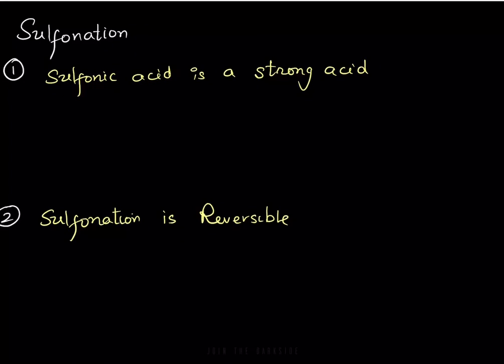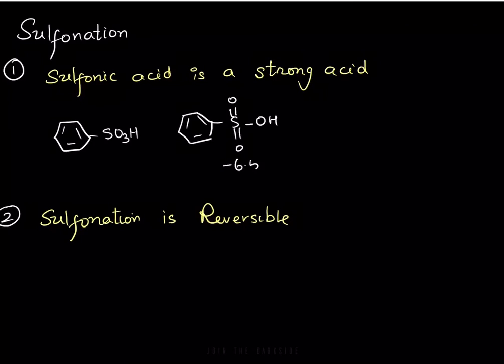Sulfonation. There are two things that you have to know about sulfonation. First, sulfonic acid is a strong acid. Let's draw the structure of sulfonic acid here. So we know that this is the structure of sulfonic acid, but when you actually draw the complete structure, it's going to look like this. This has a pKa of minus 6.5, which is super acidic.